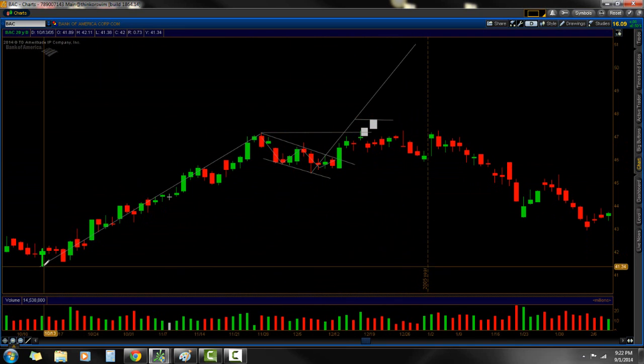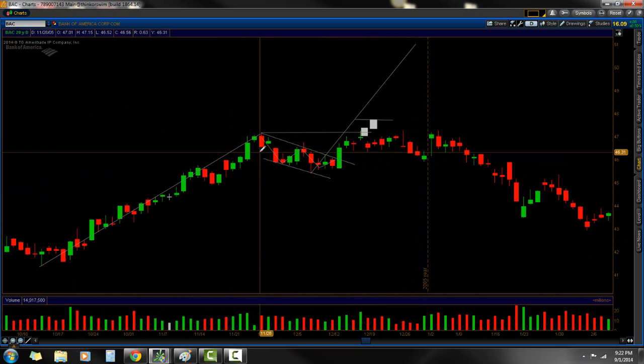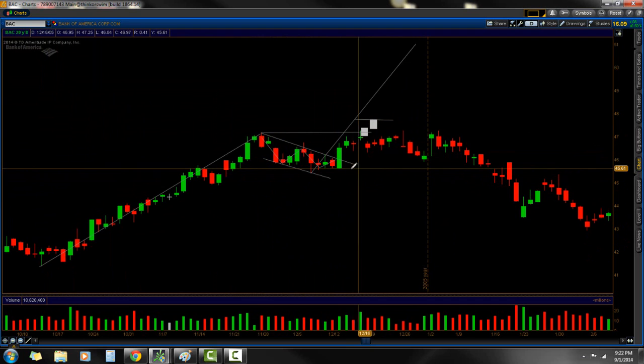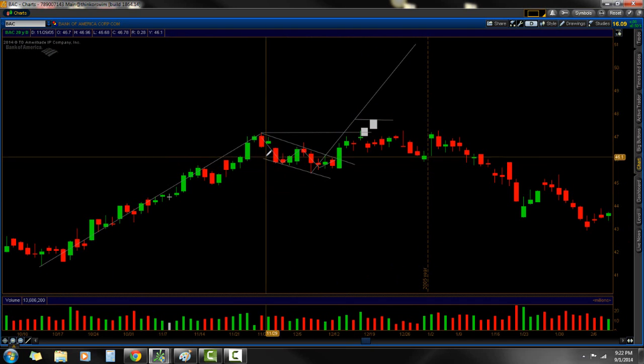Why is it high and tight? You got a beautiful pull where price hugs it. You got a nice tilt. You got good price action. You got enough candles, 15 or less.